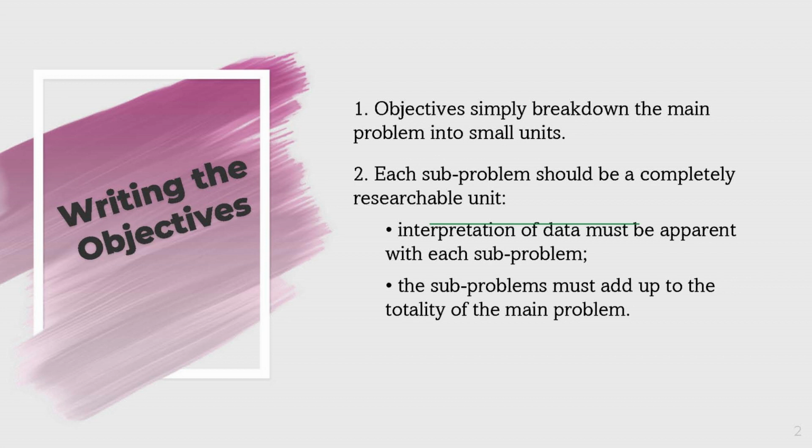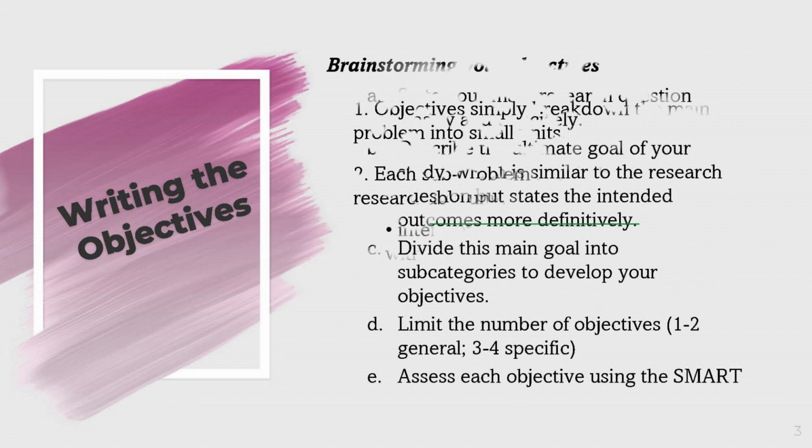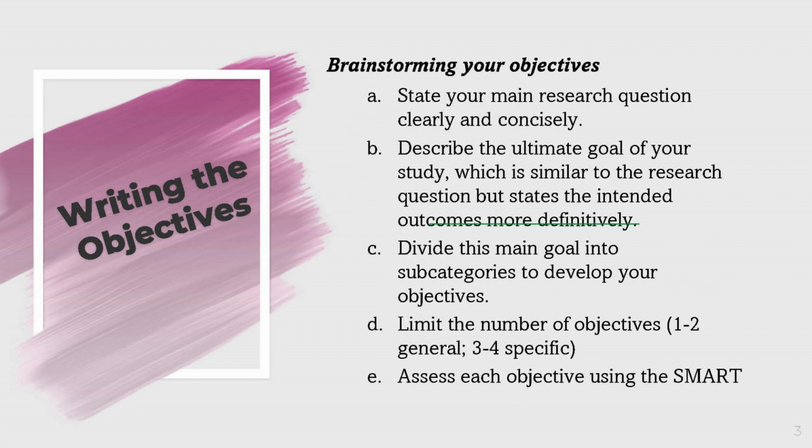First, objectives simply break down the main problem into small units. Each sub-problem should be a completely researchable unit. That is, interpretation of data must be apparent with each sub-problem, and the sub-problems must add to the totality of the main problem. How do you determine what your objectives will be?